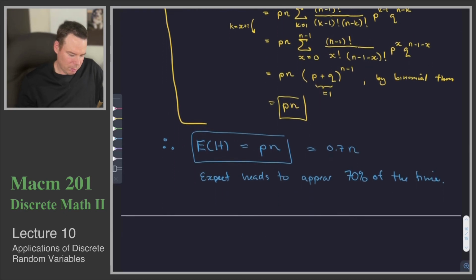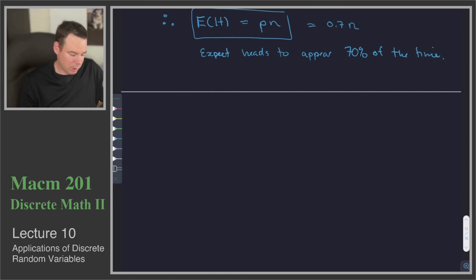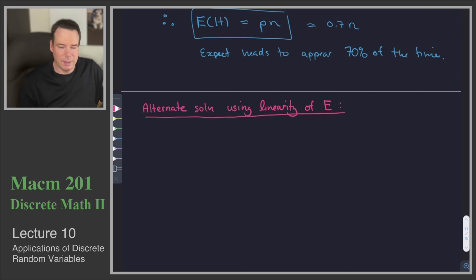But now I'm going to show you the power of using the linearity of the expected value function. So here we'll call this an alternate solution, and we'll say it's using linearity of the expected value. So how are we going to set this up? Well, the idea is we need to write the random variable that we want to compute the expected value of as a sum of simpler random variables.